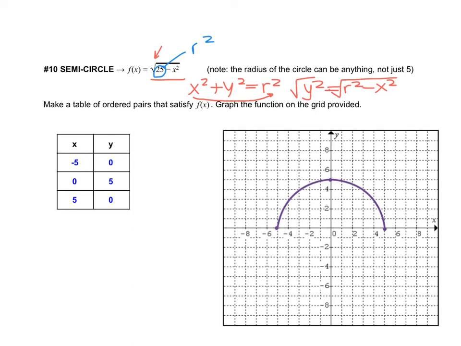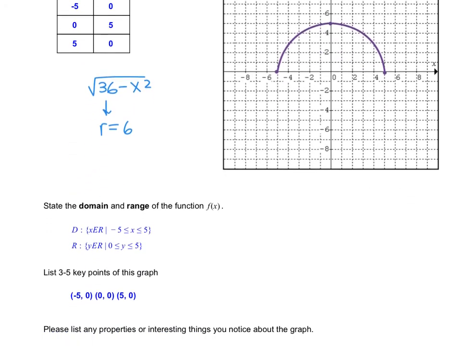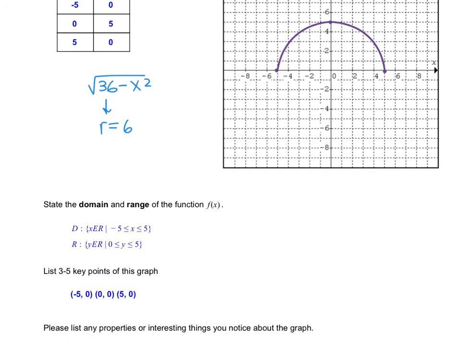Now, like I said before, the radius of the circle doesn't have to be 5. If I had, for example, the square root of 36 minus x squared, I'm asking myself, what number squared is 36? That's 6. So my radius would be 6. Or if it had been 81 minus x squared, I know my radius would be 9. So for the base function, it doesn't just have to be a radius of 5. So keep that in mind. All right, so in this scenario, my domain is going to be from -5 to 5 for my x values, and my range will be from 0 to 5 because it is just the semicircle.